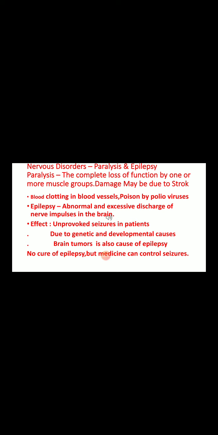Now, epilepsy, which is the abnormal and excessive discharge of nerve impulses in the brain, and it is the result of unprovoked seizure in the patient due to the genetic and developmental causes. When person is developing in the young age, this can happen, and it may be due to the brain tumor. There is no cure of epilepsy, but the medicine are used to control the seizure.